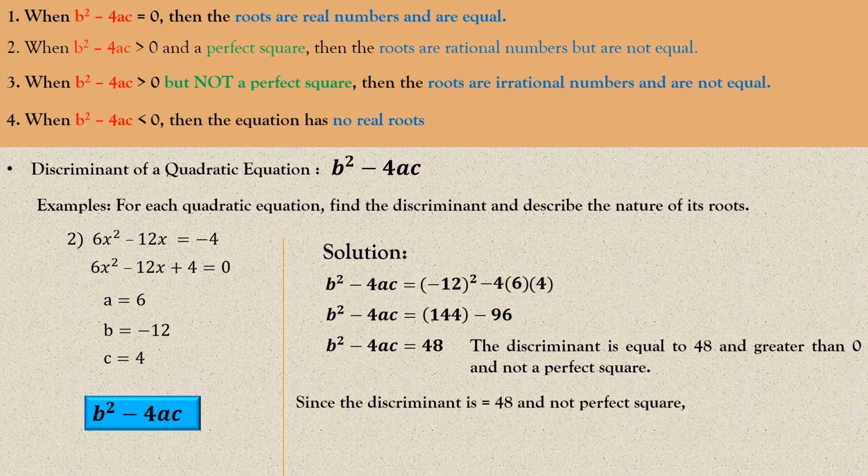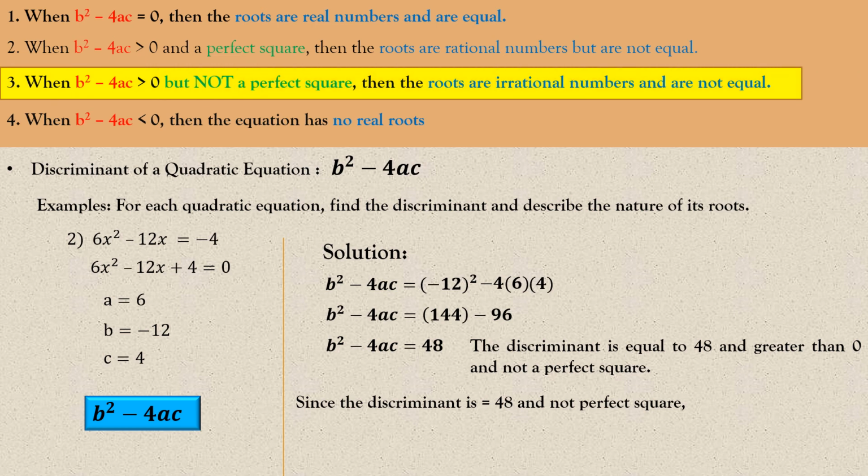So since the discriminant is equal to 48 and not a perfect square and also greater than 0, musulod ni nga condition. Okay? So meaning, the roots are irrational numbers and are not equal. So mao nang nature niya. Pag pangutana nimo, unsay nature ana? Roots are irrational numbers and are not equal. So ingana lang. Okay?